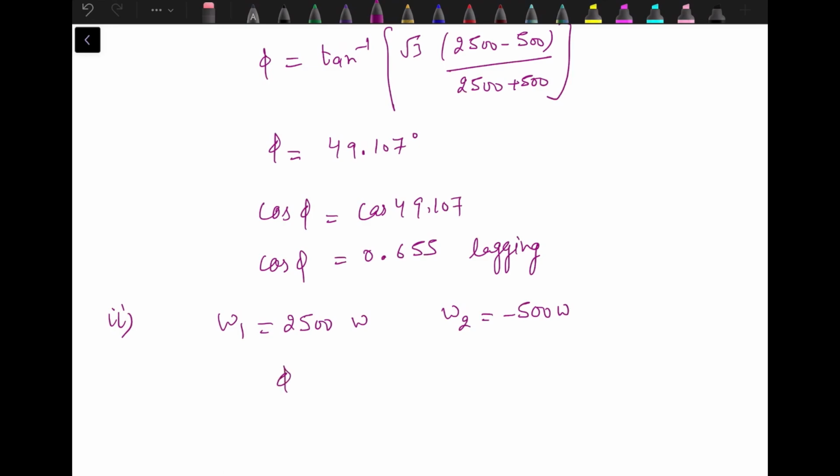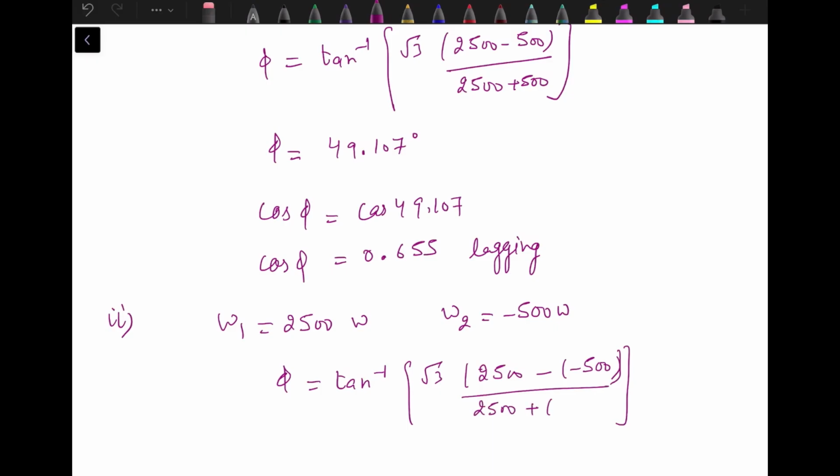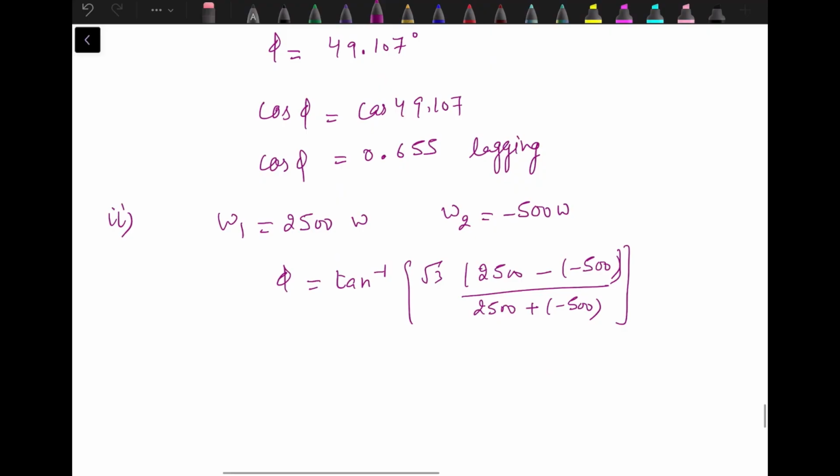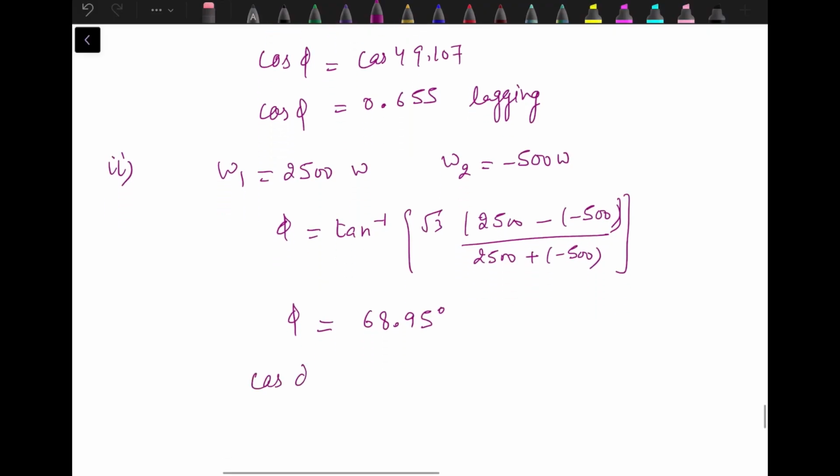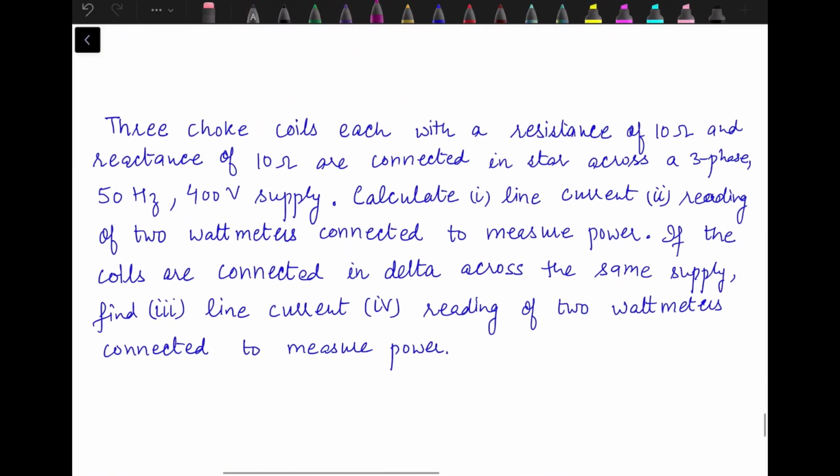The formula for calculating phi is the same, that is tan inverse of root 3 (W1 minus W2) upon (W1 plus W2), with W1 as 2500 and W2 as minus 500. So this gives the value of phi as 68.95 degrees, and then cos phi is 0.359, and it's again lagging power factor. Now moving on to the next problem.